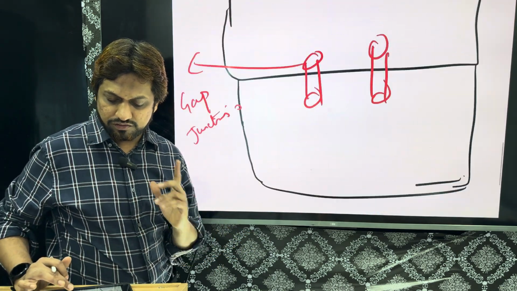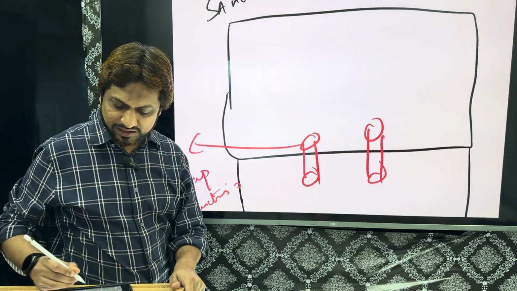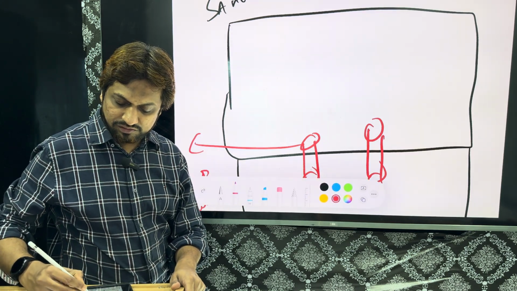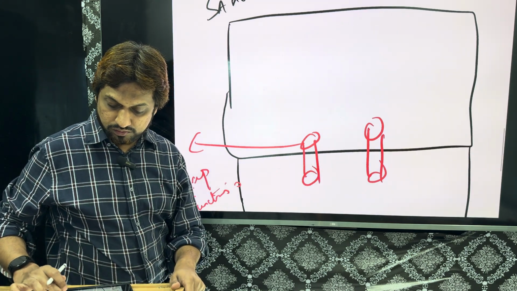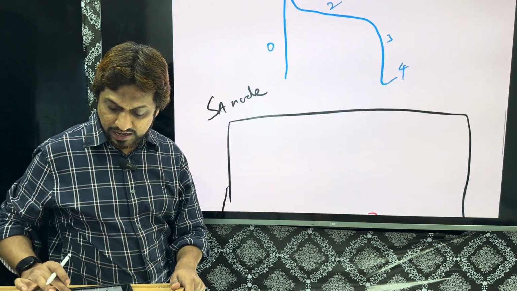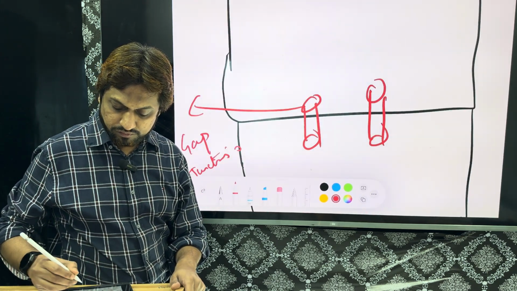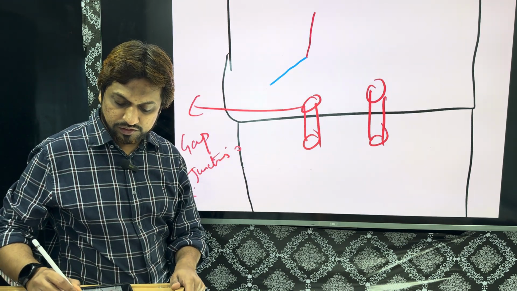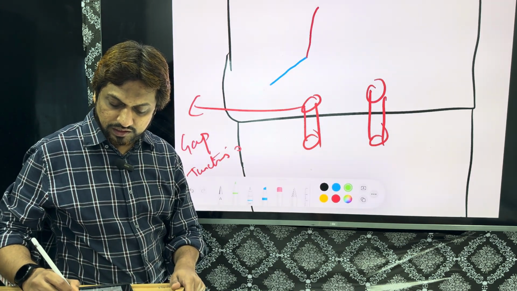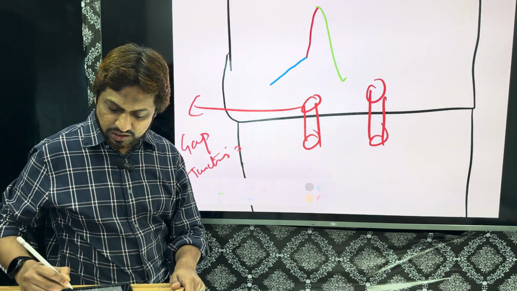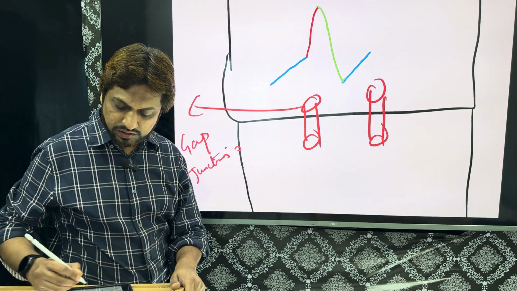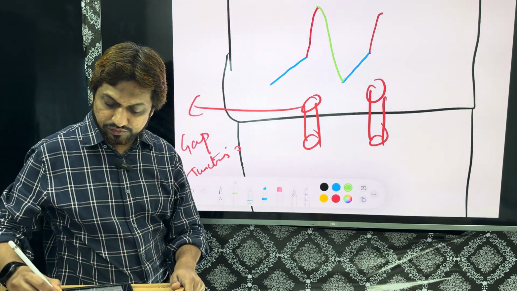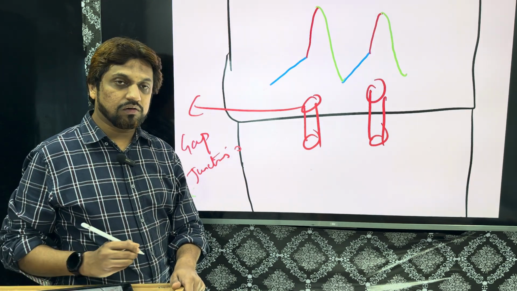In the SA node, as we have just discussed, the electrical activity will be in the form of this pre-potential, then the action potential, depolarization, and then again repolarization and hyperpolarization, and again the pre-potential. We have already discussed the reason for this in detail just now. So this is how it works.